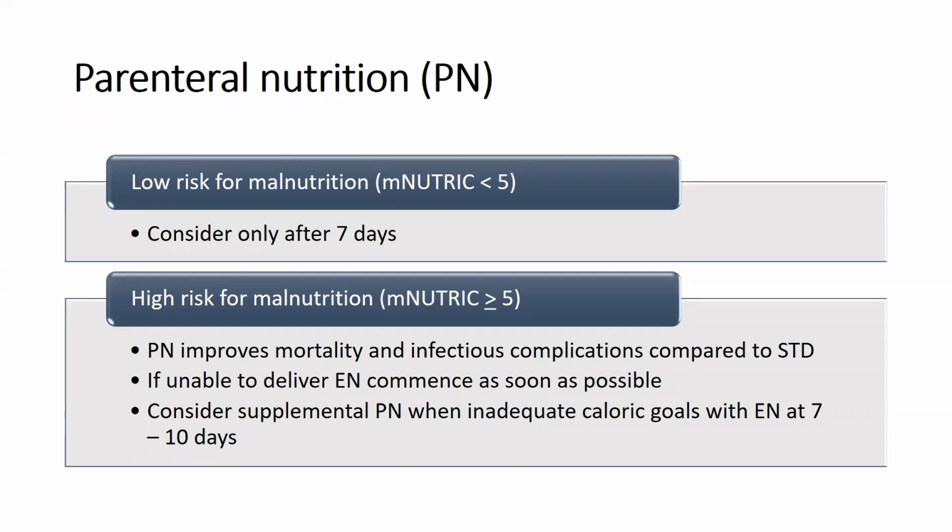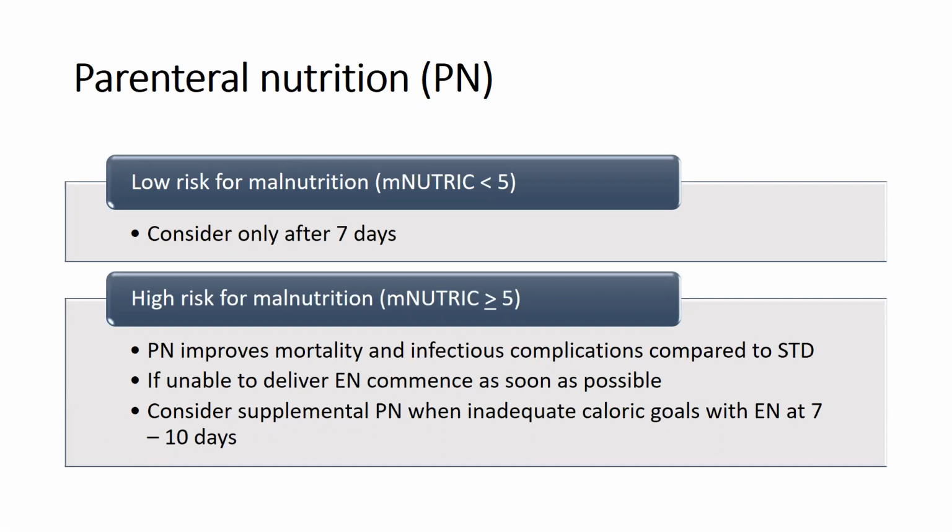The general approach recommended by ESPEN and SCCM is, for low risk for malnutrition, for example a modified NUTRIC score less than 5, you can wait a week before you even start to think about parenteral nutrition. Remember, this is your patient who you've already evaluated and determined they're not good candidates for enteral nutrition. If there's a high risk, then you may want to consider it a little bit sooner.